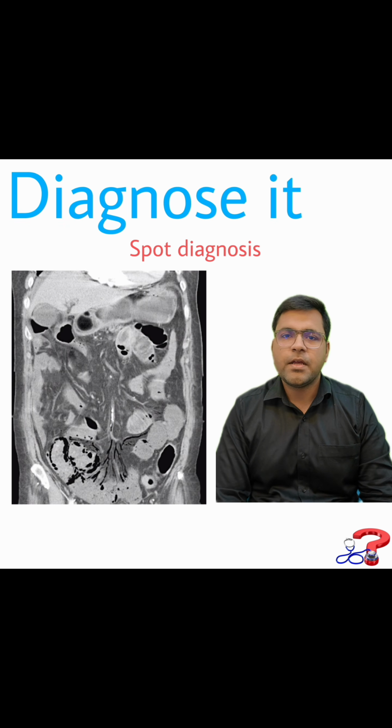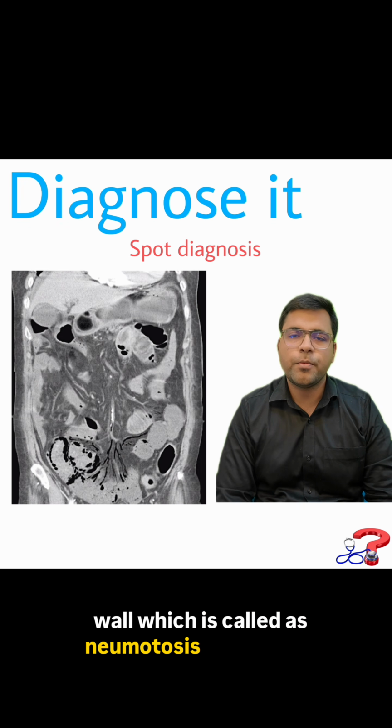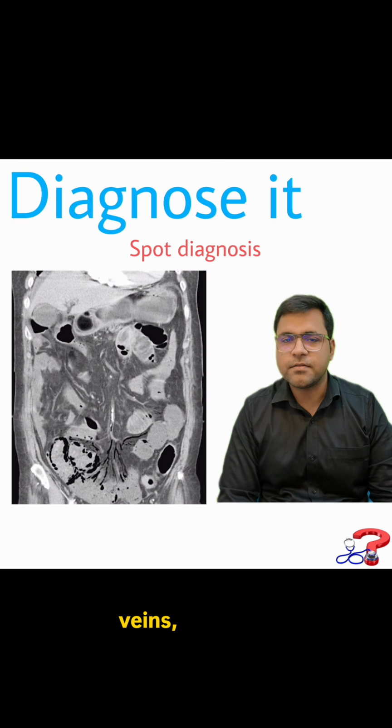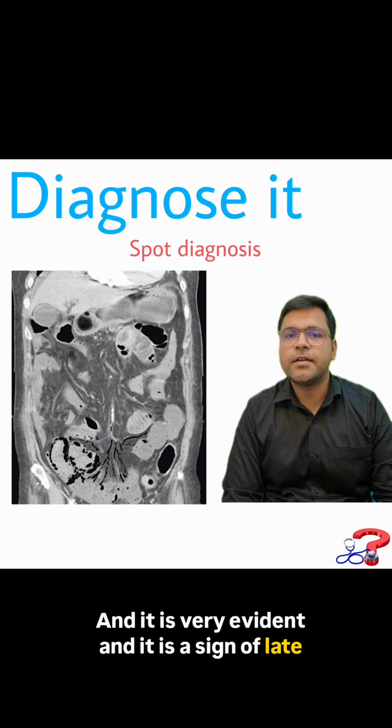in this CT scan. The first one is presence of gas in the bowel wall, which is called pneumatosis intestinalis. The next one is presence of gas in the mesenteric veins, mesenteric circulation, and it is very evident, and it is a sign of late disease.